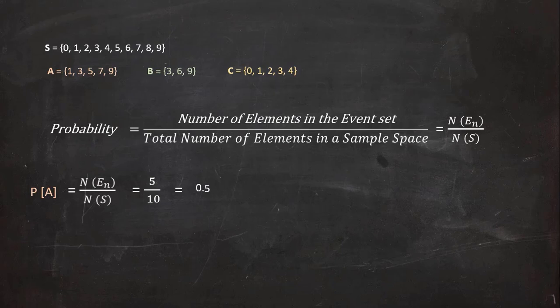Similarly, to find the probability of another event, which is B, it is again equal to the number of elements in B, which is 3, divided by the total number of elements in the sample space. This is 3 by 10. And to find the probability of the event C, we again use the same formula: the number of elements, which is 5, divided by the total number of elements in the sample space.